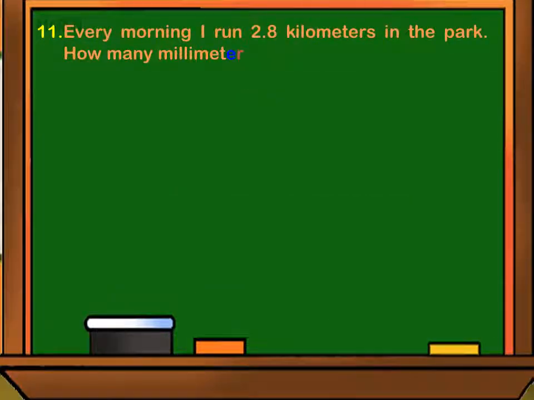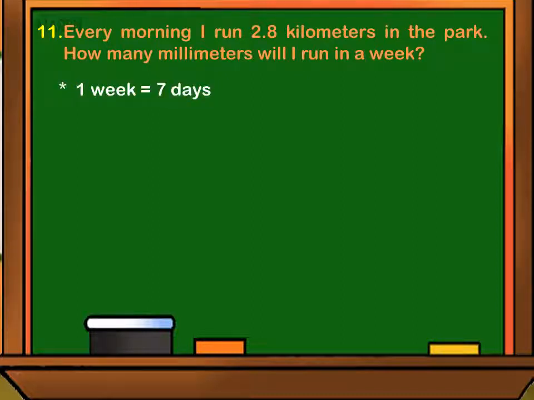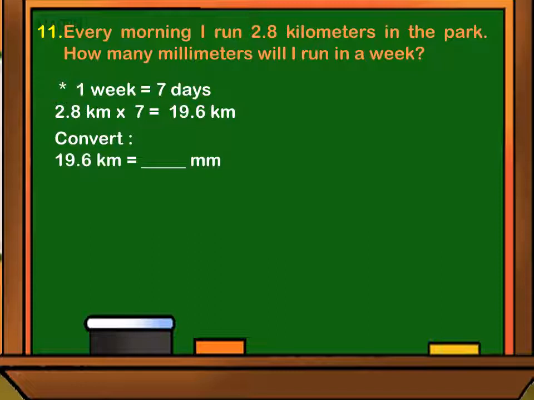15 centimeters equals 0.15 meter. Final answer, 0.15 meter. Every morning I run 2.8 kilometers. There are 7 days in 1 week. 2.8 kilometers x 7 equals 19.6 kilometers. We have to convert 19.6 kilometers to millimeters to find how many millimeters I will run in a week.